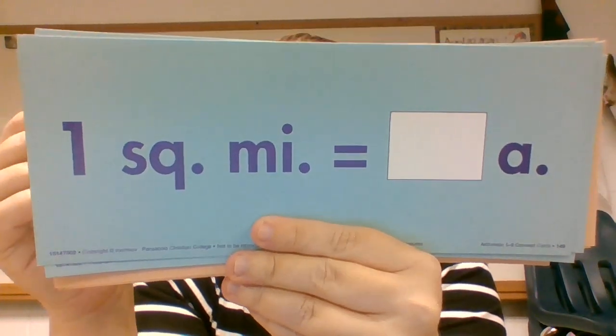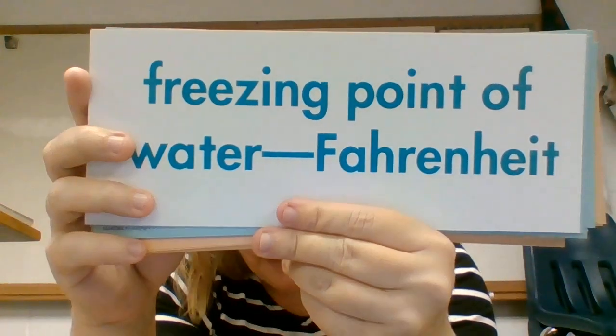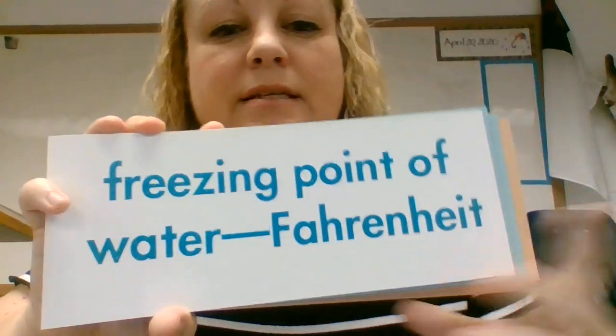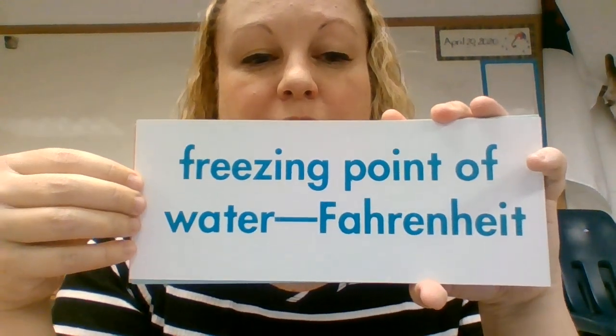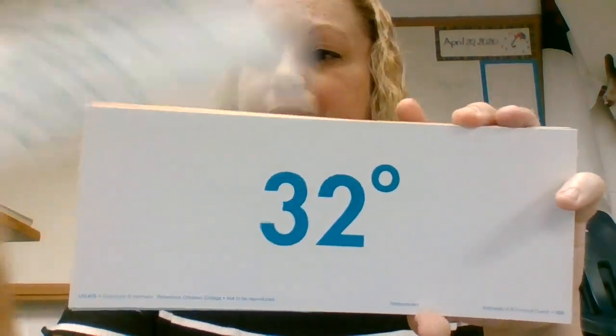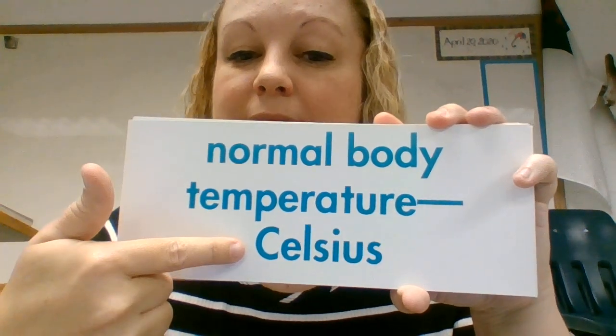Okay. All right, now some temperatures. I can't see which one I showed you. All right, you should know that this is 32 degrees when we're talking about Fahrenheit. Okay, the freezing point of water is 32 degrees. Okay. This is Celsius.